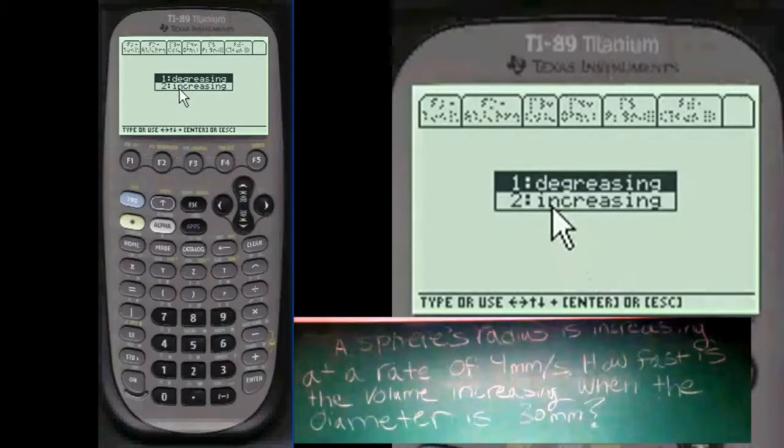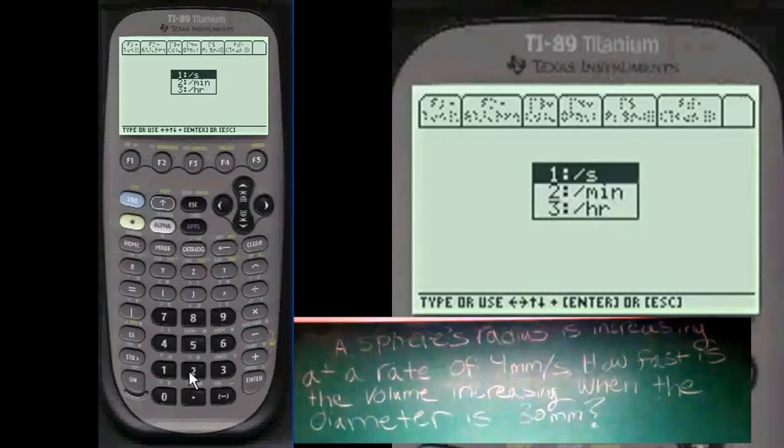And the problem says it's increasing. We're going to choose number 2. You can scroll to it here, or you can choose the number before it. I like to choose the number before, it's quicker. And it says per second. We're going to choose that.